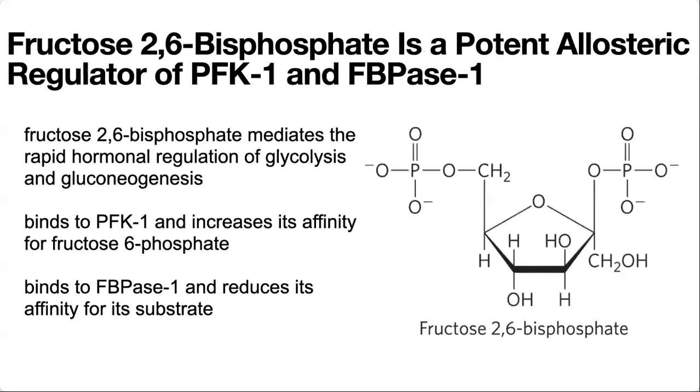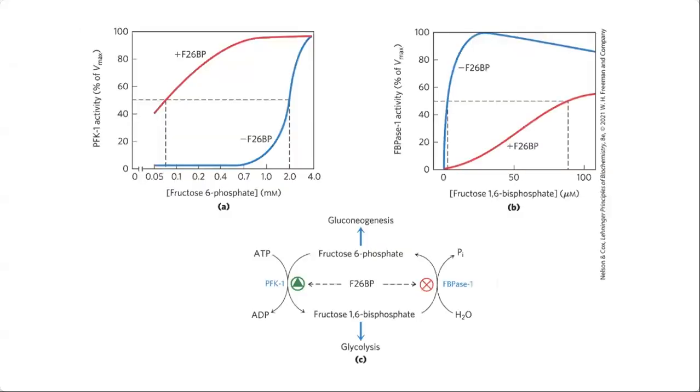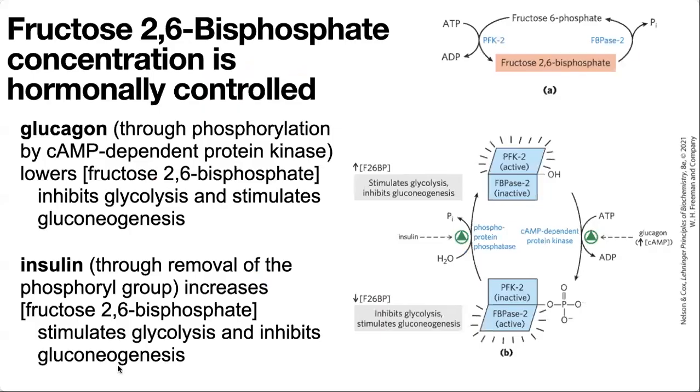If we want gluconeogenesis, basically what we want is low levels of F26BP. Whereas if we have lots of insulin, we're going to want high levels of F26BP. The making of this F26BP is done by this really cool enzyme that's bifunctional. It's got a phosphatase domain and a kinase domain in the same protein.